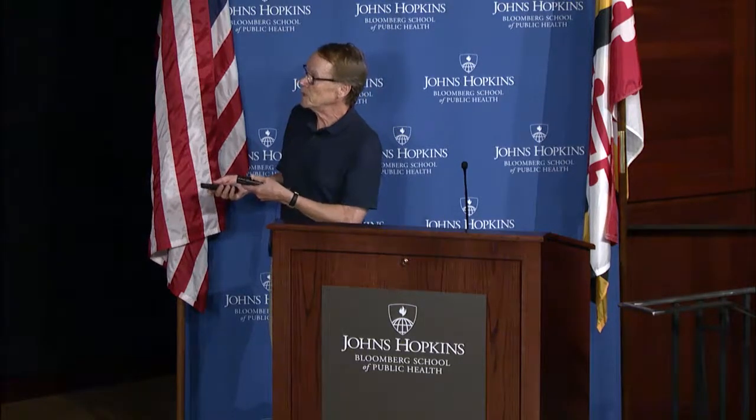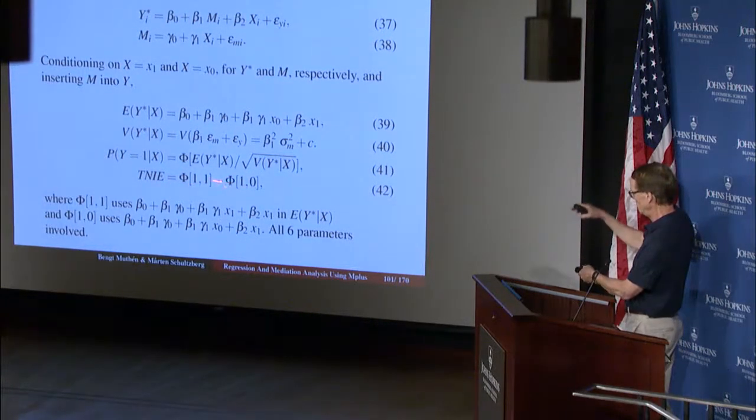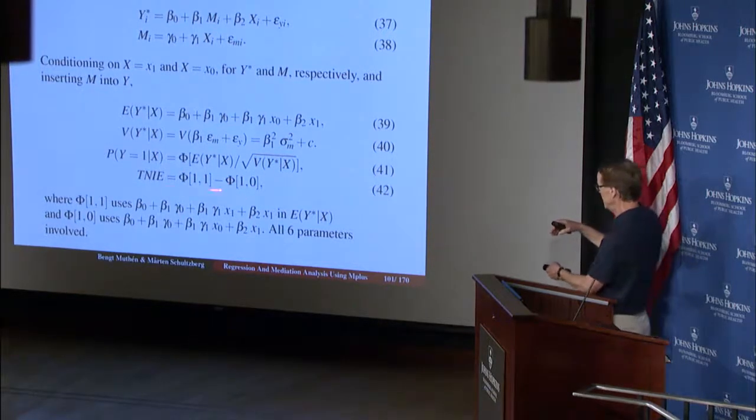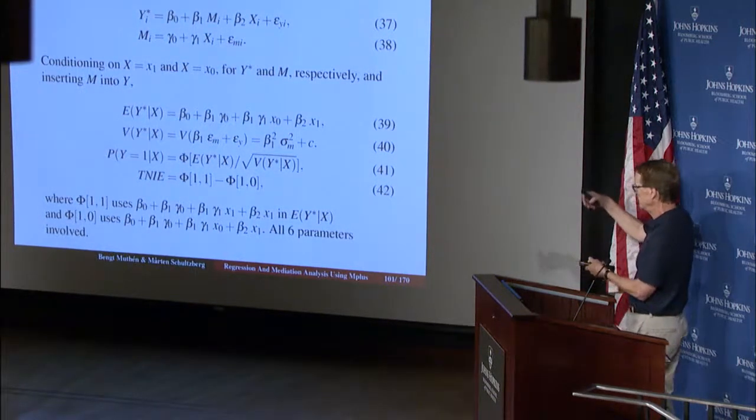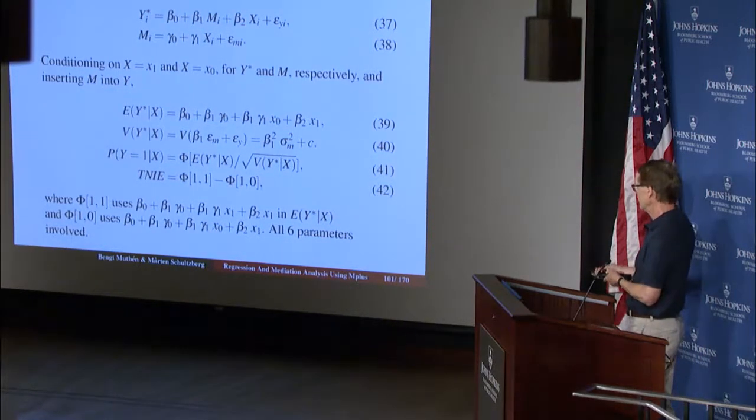We can also express effects on here. The effect is expressed on a probability scale. These phi values are ranging between 0 and 1, so it's in probability metric. So the natural effect increases or decreases the probability of y being 1.